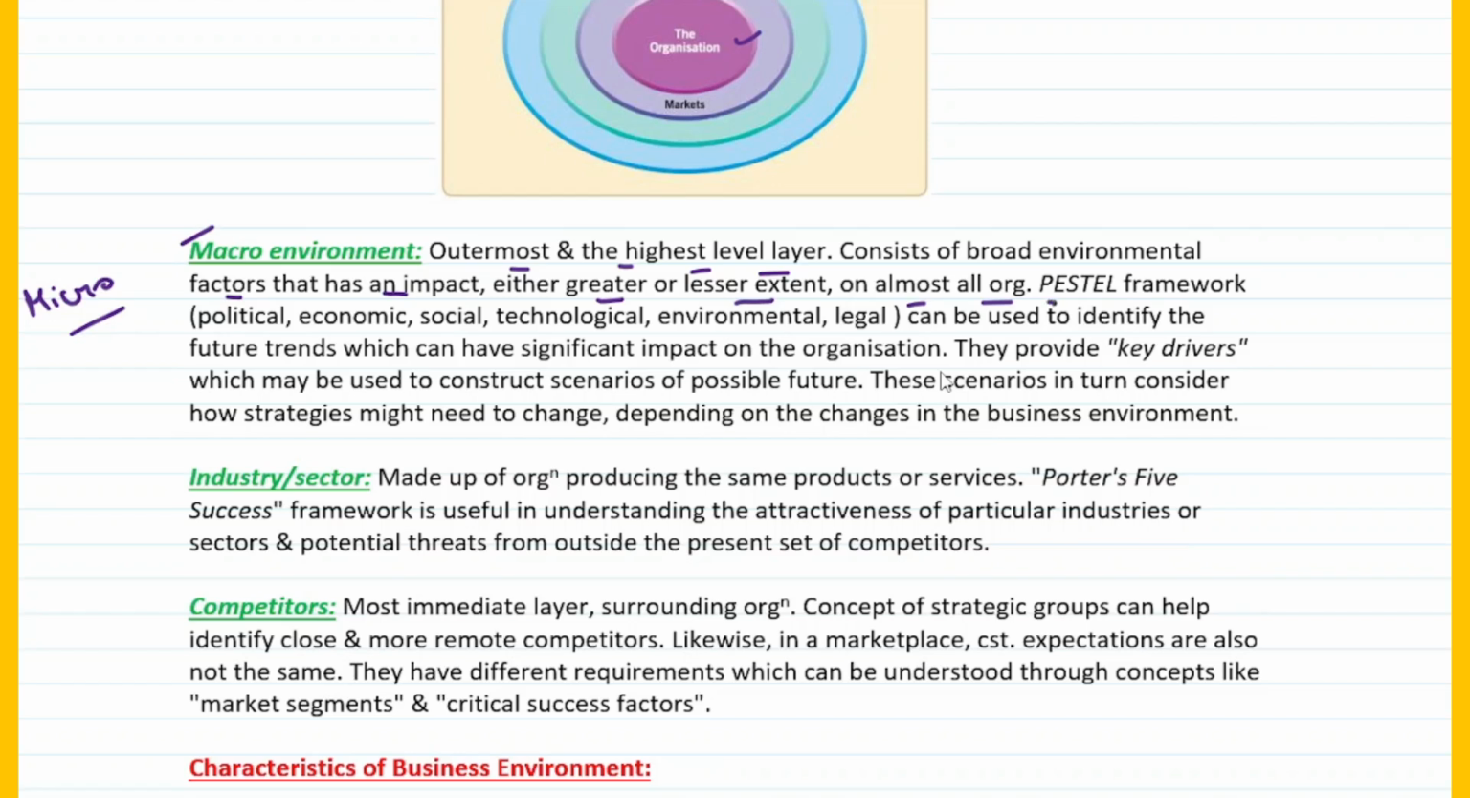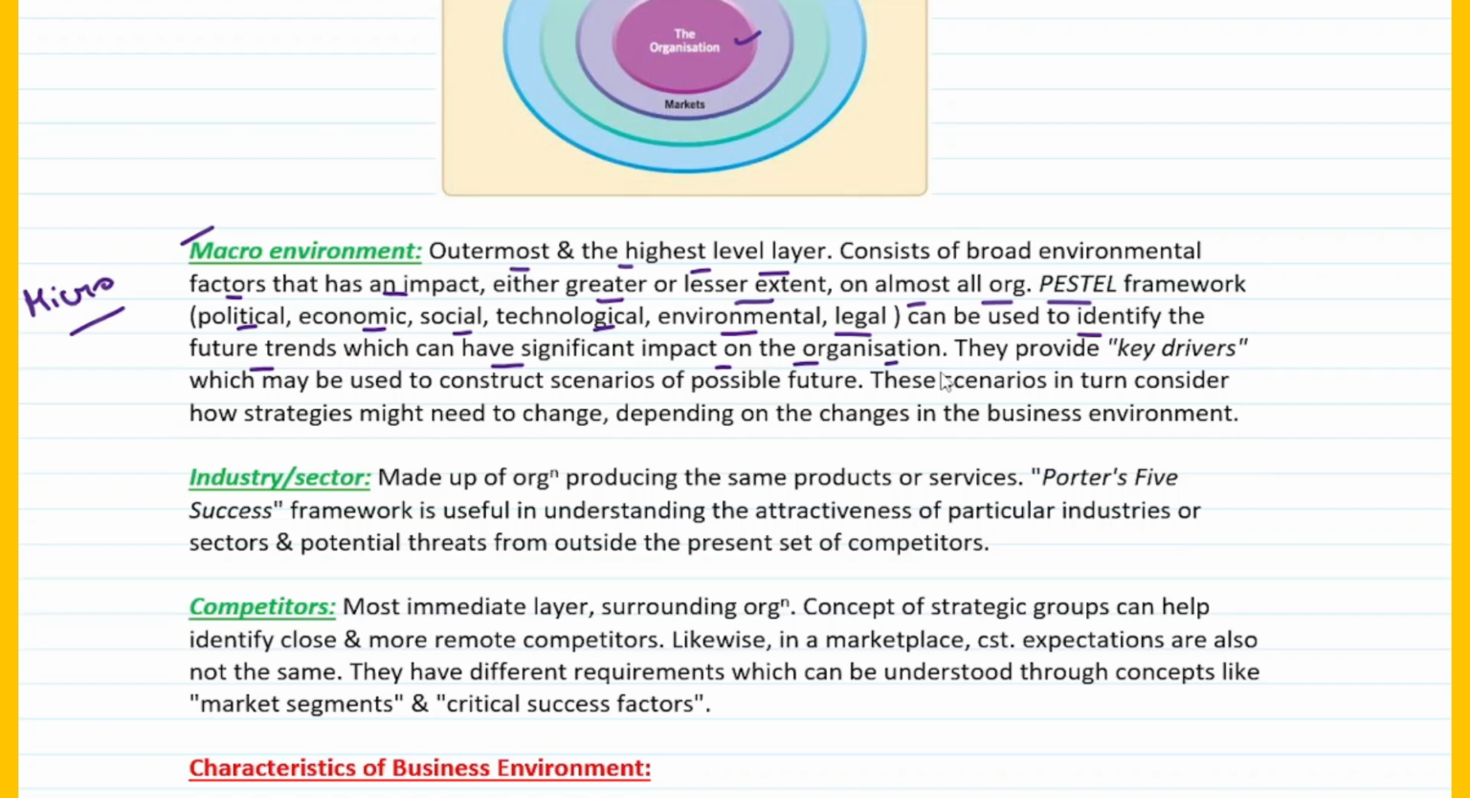Now for this, we follow something called the PESTEL framework. If you have been a foundation student, you would know what exactly PESTEL is. PESTEL is basically an acronym for political, economic, social, technological, environmental and legal, right? So if you talk about the macro environment, the first thing you need to understand in detail is the PESTEL framework, right? Now this can be used to identify the future trends which can have significant impact on the organization. So PESTEL can help you know what trends are upcoming in the future, which can have a significant impact on the working of the organization.